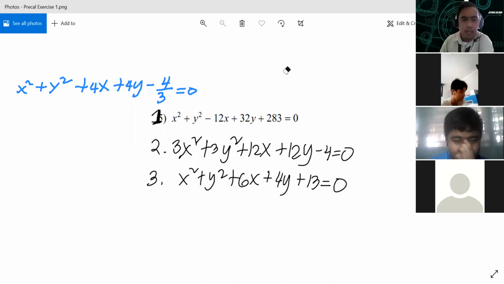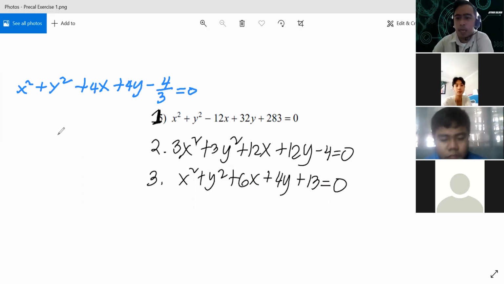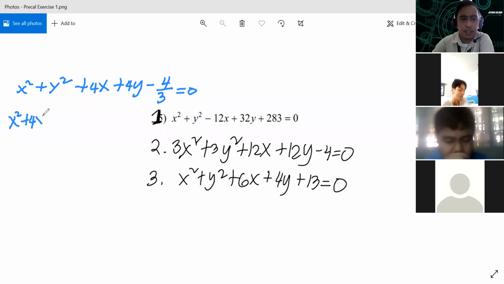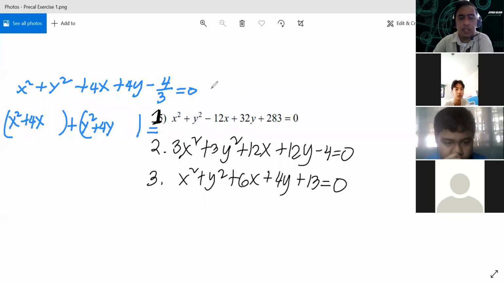Okay. The next thing that we will do is for us to rewrite this into standard form. And in writing that to standard form, the same procedure, you combine those terms having x squared and 4x. Well, the second group will be for y squared plus 4y. And the constant should be transferred to the other side. From the negative, it becomes positive. Okay.